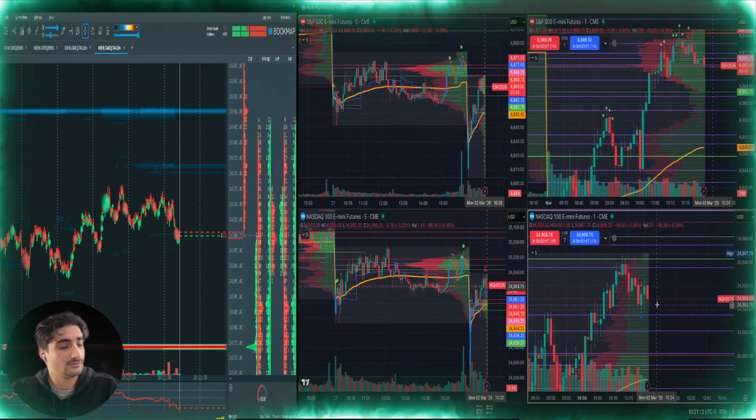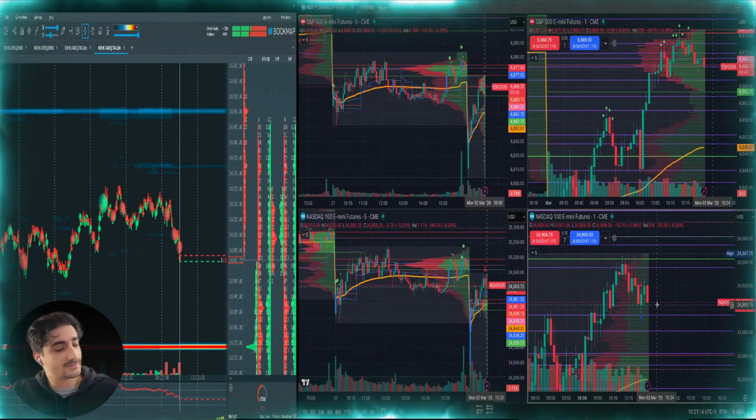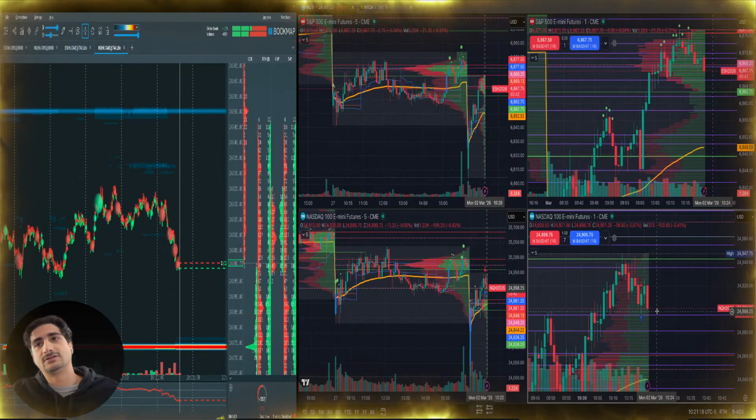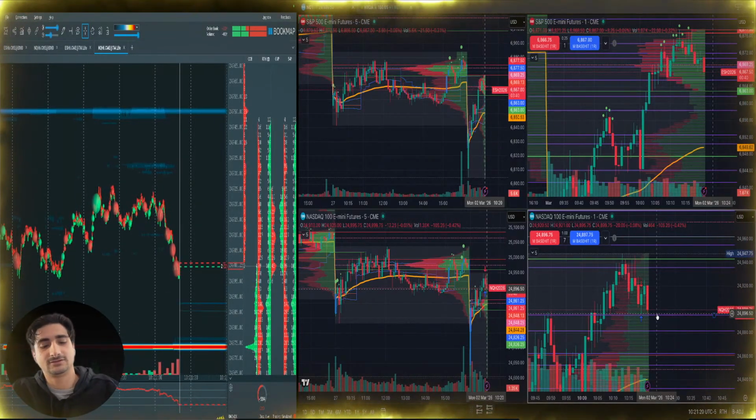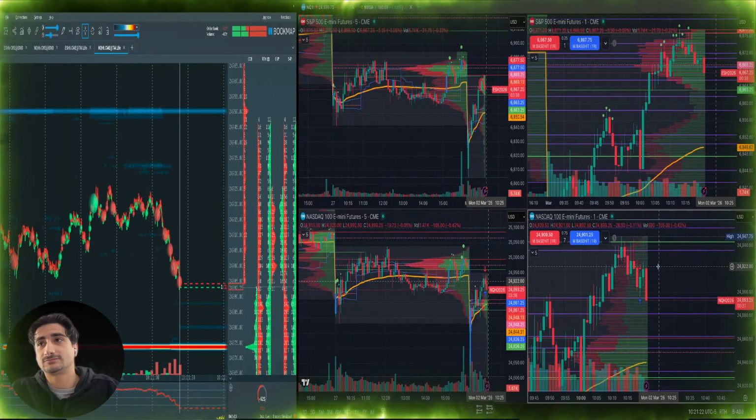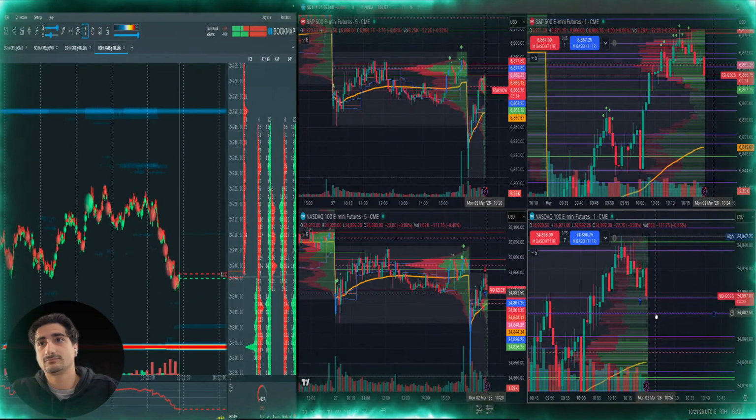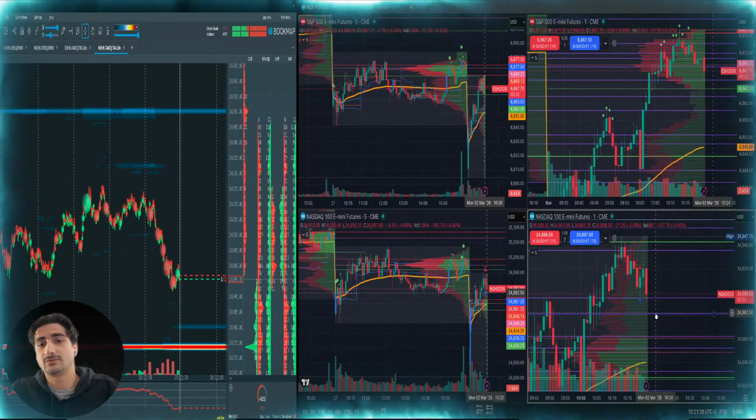The thing is, I know these. I'm ready to play these moves, but the confirmation I'm looking for is just not valid, I guess you could say. Let's wait for a pullback.